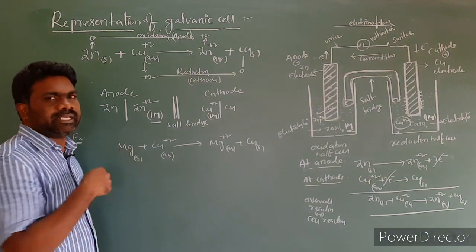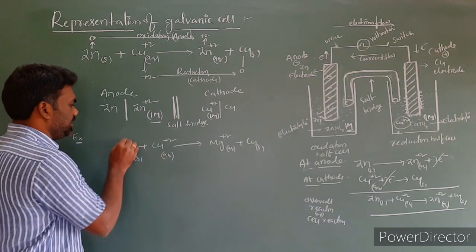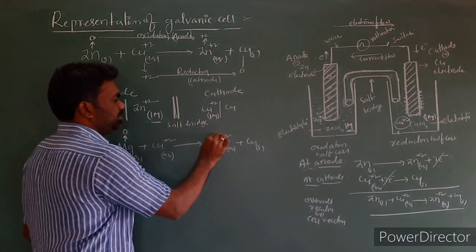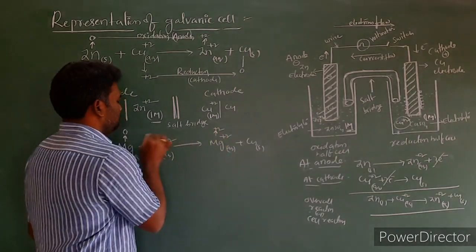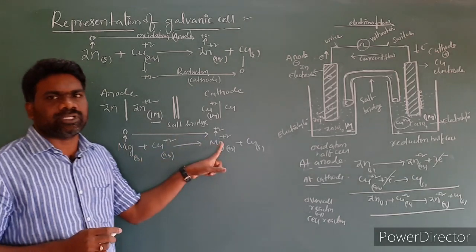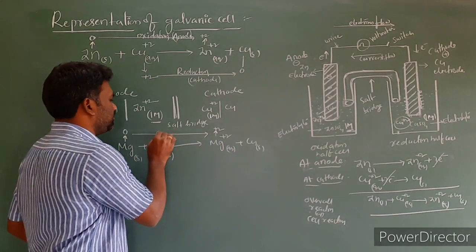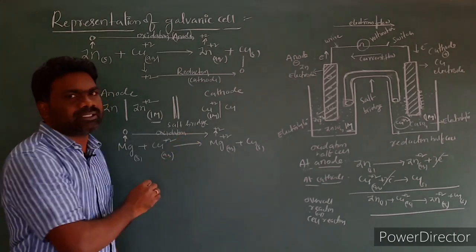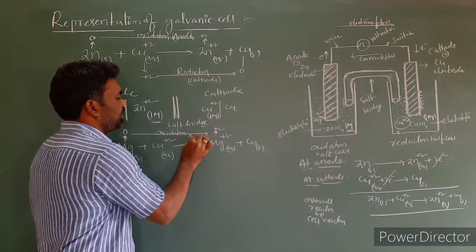Where the oxidation is taking place, that we have to take as anode. Here magnesium is in the elemental state, oxidation number 0. Here magnesium has a plus 2 oxidation number. So 0 to plus 2, the oxidation number is increased. An increase in oxidation number is called oxidation. This can act as the anode.